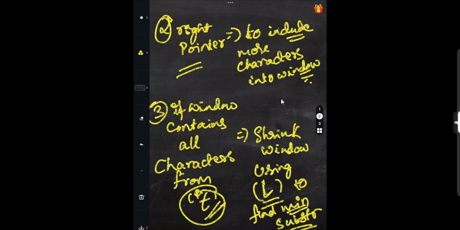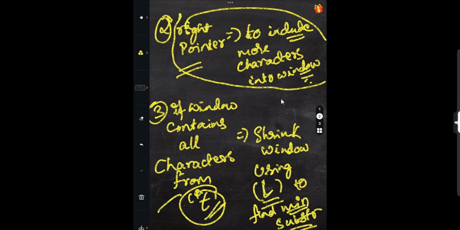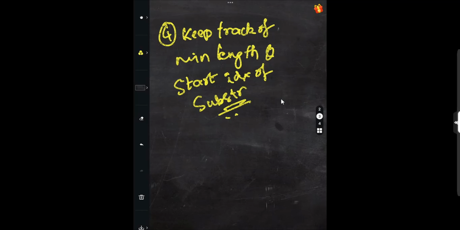In the second step, we'll be expanding the right pointer to include more characters in the window. This is important. Once the window contains all the characters from T, we will be shrinking the window using the left pointer to find the minimum substring. Finally, we will keep track of the minimum length and starting index of the substring. You will understand this clearly when we write the code.